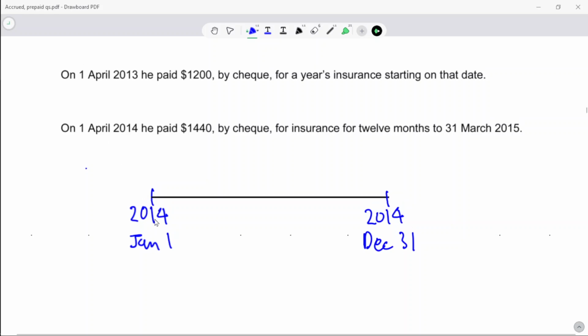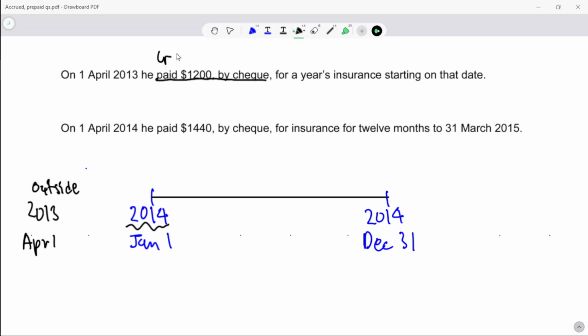So this one you see 2014, and this one is 2013 April 1. This one is outside, right? I know it's paid by cheque, so it's credit bank, right? But this one is outside, so we don't record it. So we no record.